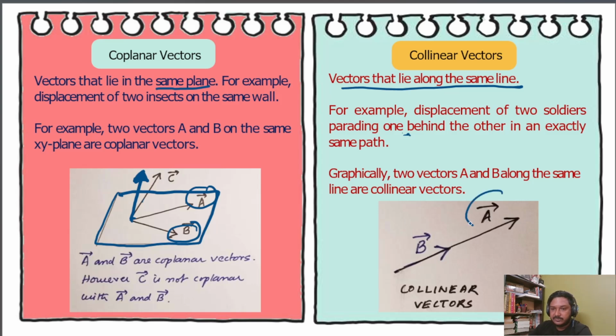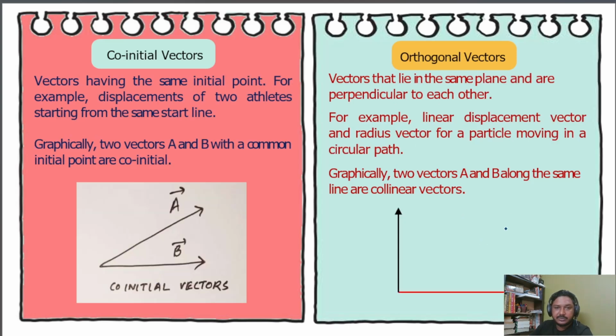This A will denote the velocity of the soldier who is moving first, and B will be the displacement vector of the soldier who is moving behind. Okay, so these are the collinear vectors which lie on the same line. Then comes co-initial vectors, which basically start from the same point, which is the common point here. Those are called co-initial vectors.